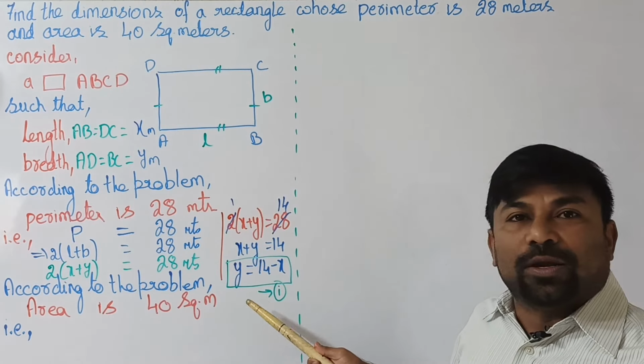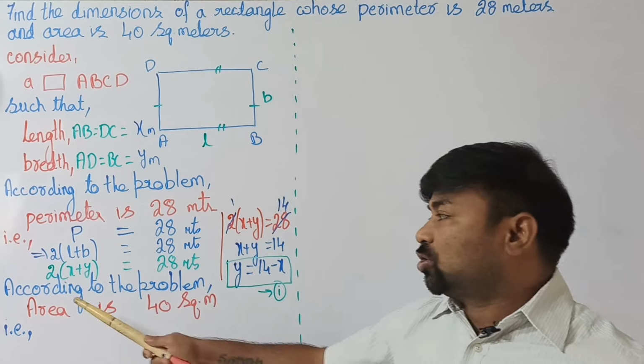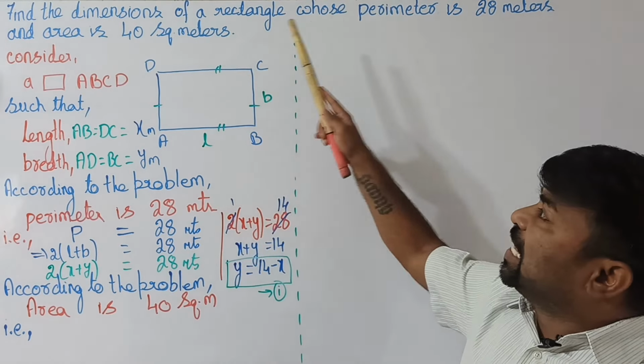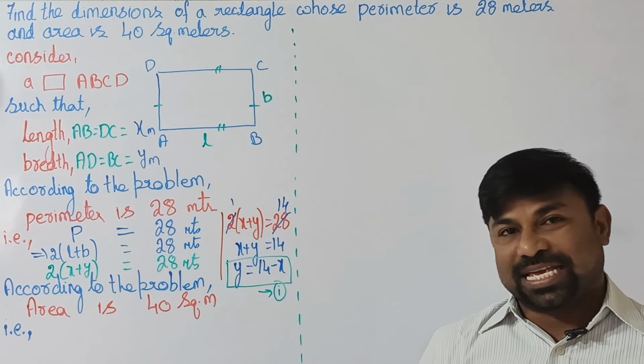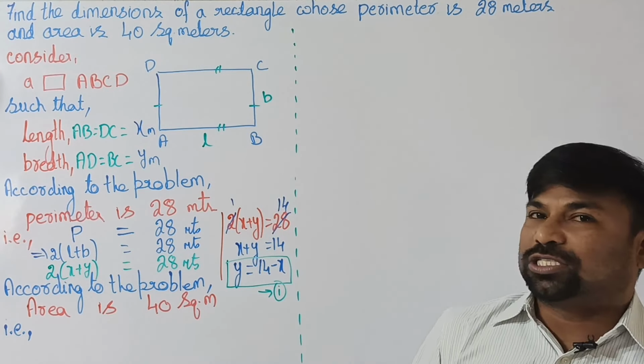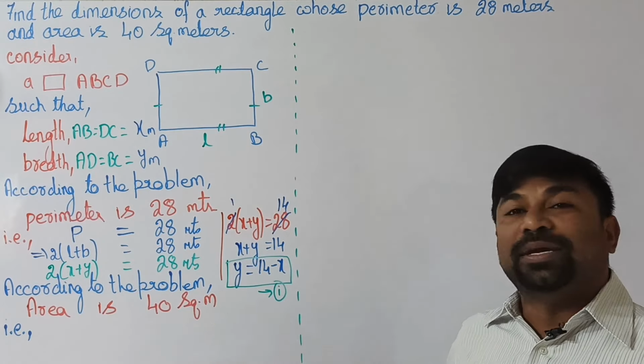So I have made one of the variables the subject, and getting back to the other equation he has given. According to the problem, the area is 40 square meters. What is the area he has given? He has given the area as 40. That's what I have written. According to the problem, area is 40 square meters.